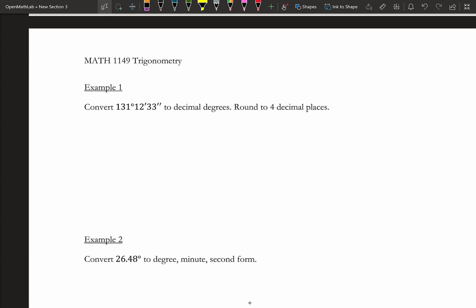Now that we've got some terms out of the way, we can do some examples, a couple of examples here before moving on to the next objective. Example 1 is that we would like to convert 131 degrees, 12 minutes, 33 seconds to decimal degrees, rounded to 4 decimal places. So we want to convert the seconds and the minutes to degrees.